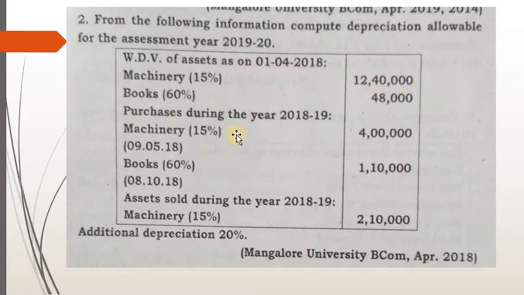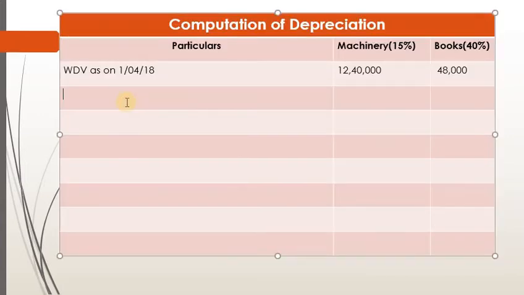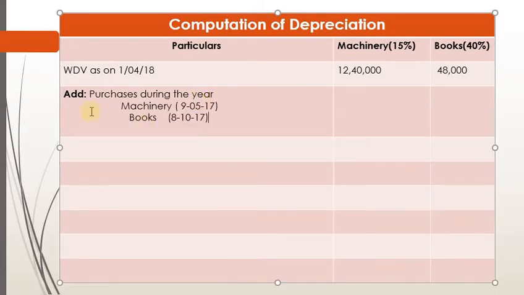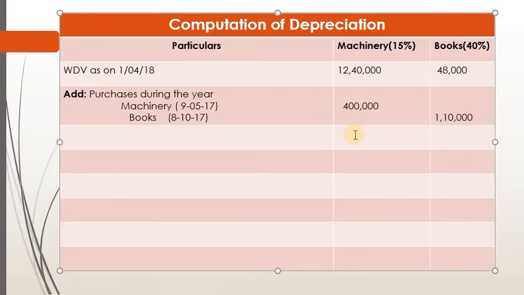Now there are purchases during the year. Machinery and books were purchased during the year. Let us write additions during the year here. Add purchases during the year. Two assets were purchased, machinery and books. Machinery was purchased on 9/5/2017 and books were purchased on 8/10/2017. Let's write the amount here. Machinery was purchased for 4 lakh and books were purchased for 1,10,000.